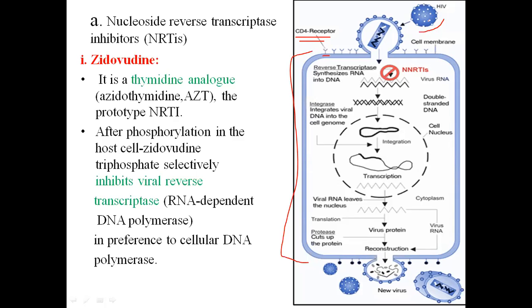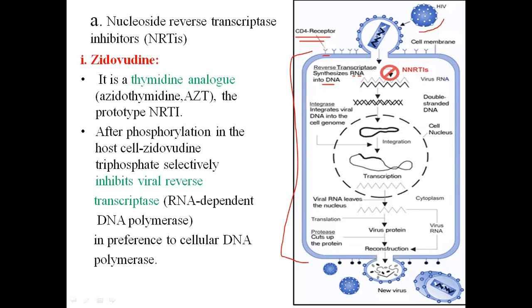Okay, now see, HIV is coming in touch with this CD4 cell. These are the CD4 receptor. Now it is getting entry into the cell, CD4 cell. This is human CD4 cell, right? Now see, reverse transcriptase synthesize RNA into DNA.